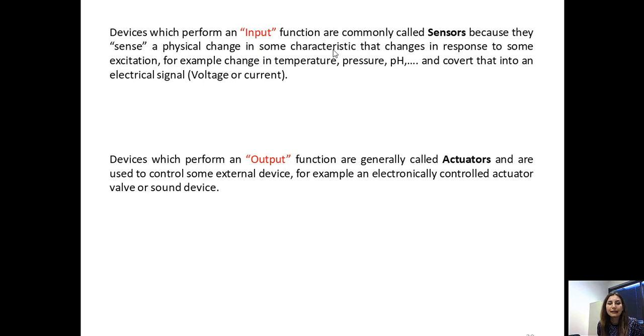So this change in temperature and pressure is going to be converted into the change in voltage and current, and then the change in the voltage and current has to go to your computer, but computers have no understanding of voltage and current. So you need a data acquisition system that can transfer that voltage and current into a binary or digital form of signals that the computer can understand.